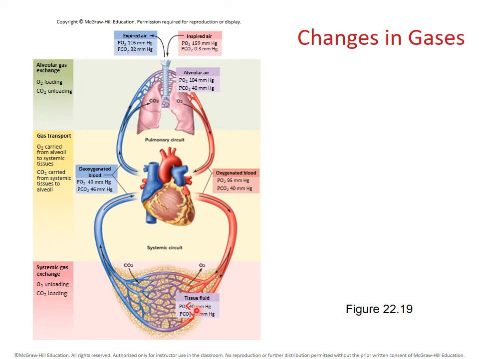All right, so what happens after equilibration? Again, O2 moves out, CO2 moves in, and we end up back where we started, which is with deoxygenated blood. That typically, again, has these numbers of 40 and 46, and we start the whole process over again. So that's how diffusion drives gas exchange between air in the lungs and the blood, and also between the blood and the tissues in the systemic circuit.